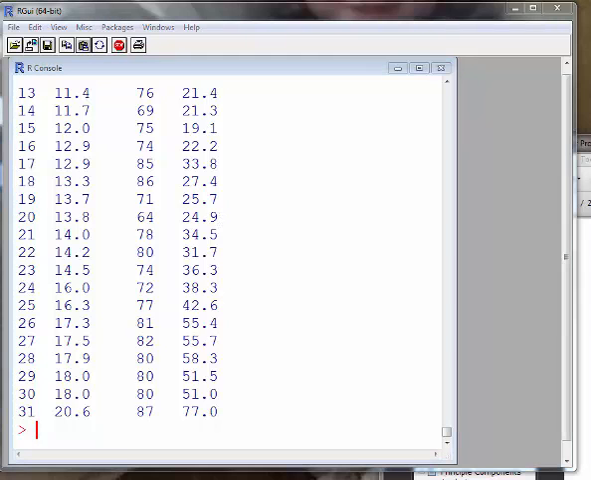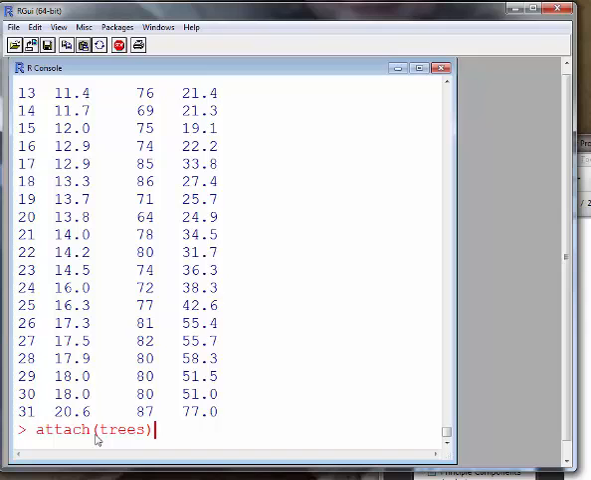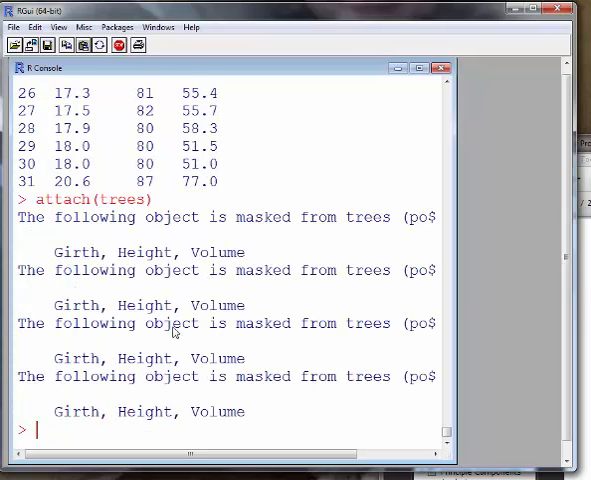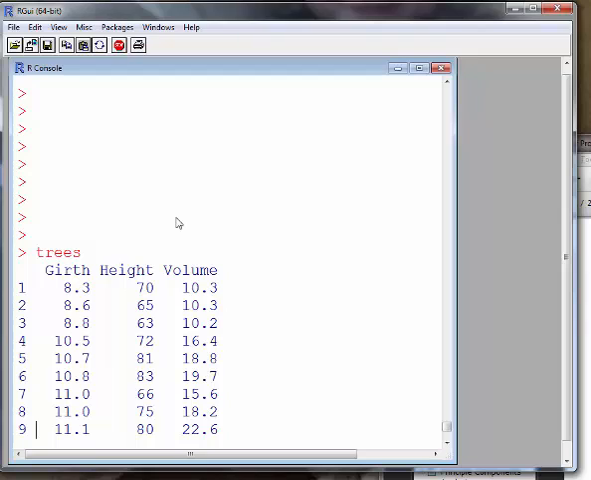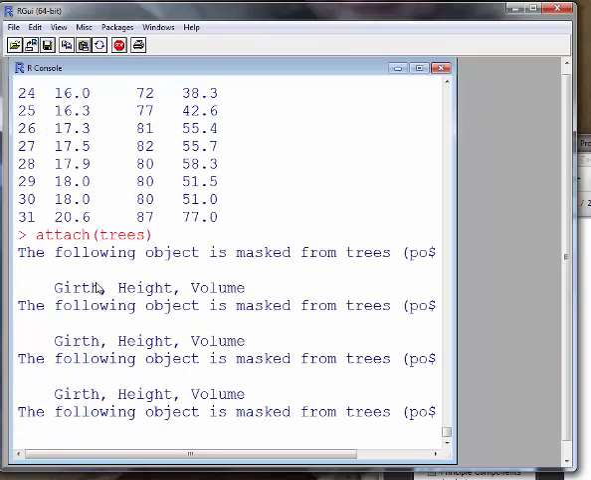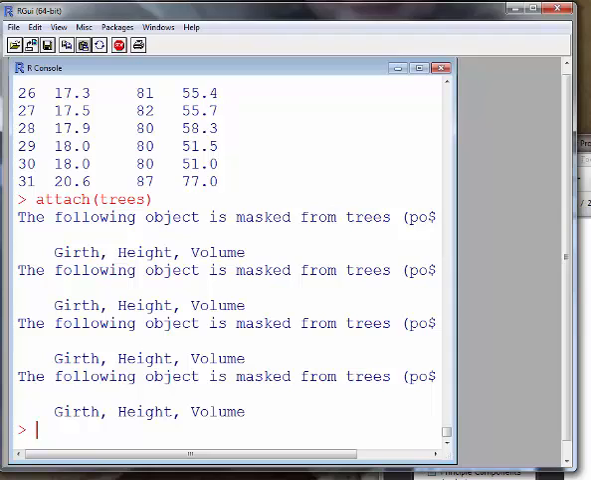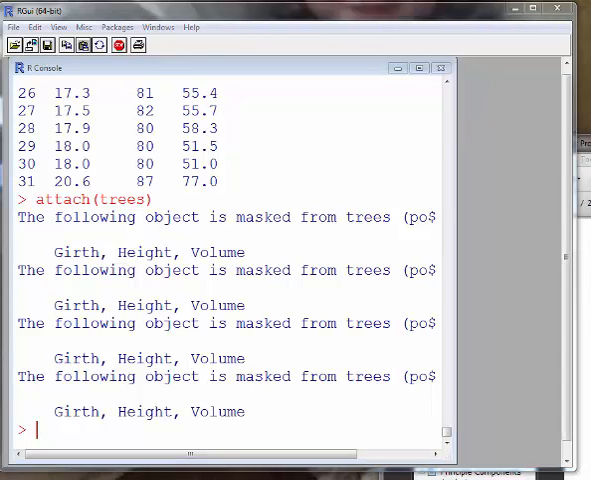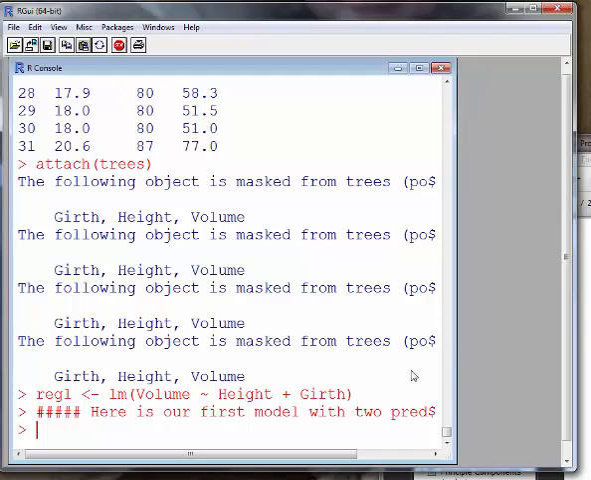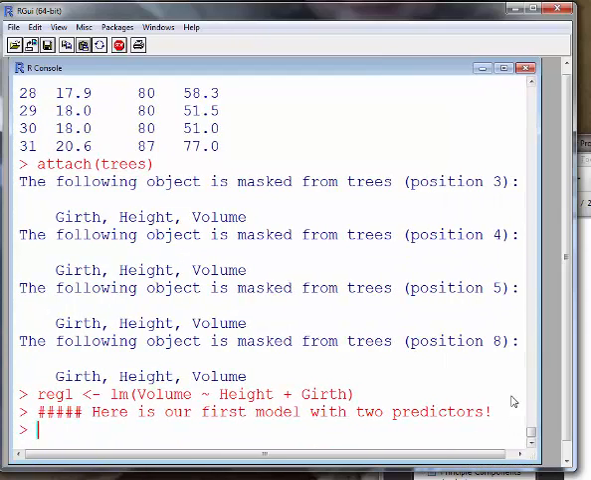In fact, I'm just going to attach this data set so that when I type girth, I'll just have the girths, and I don't have to type trees$girth to indicate girth, or trees$height to indicate height, and so on. Okay, so let's go ahead and do a regression here on volume versus height plus girth. This is our first model with two predictor variables. This is important, but we'll see it coming up again later.